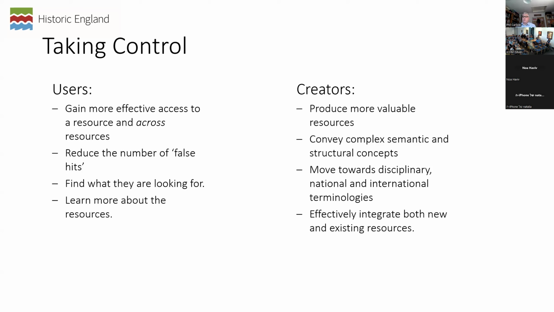So by taking control, the users gain a more effective access to the resource and across resources. It reduces the number of false hits. They can find what they're looking for. And more importantly, they learn about the resources. So we use controlled vocabularies as educational tools as well to inform people, because the vocabulary doesn't just come with the label. It doesn't just say house. It explains what we mean by house. And as long as that concept of a building where people live, with accommodation and kitchens and living rooms, everyone can say, ah, yes, I understand that concept. Show me images of that kind of thing. And it allows creators to provide more valuable resources, because you can add in that extra information into your record.